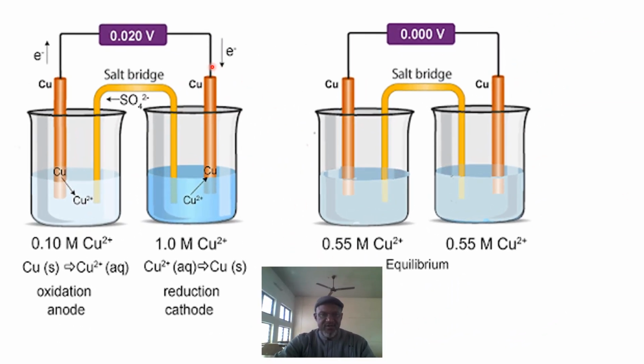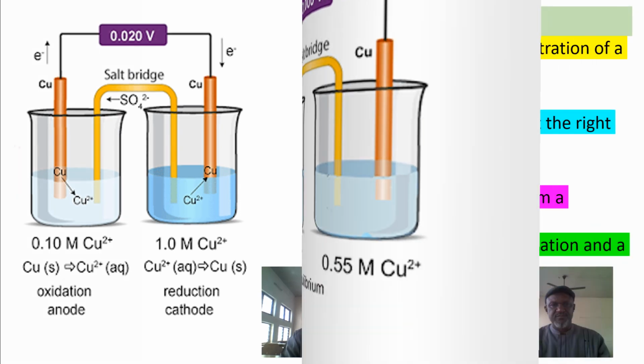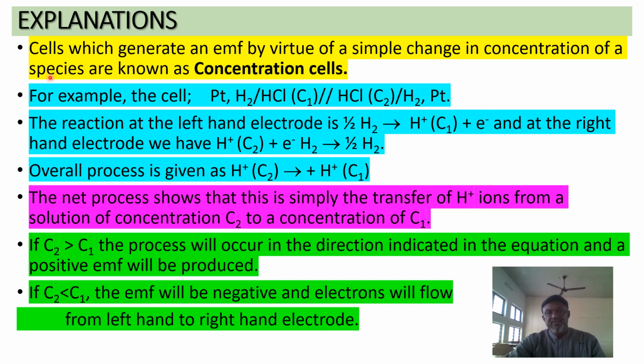Yet another example of a concentration cell, still have our salt bridge. This is a copper electrode. This is a copper electrode, 0.1 molar copper and 1.1 molar copper. This is our oxidation anode and this is the reduction cathode. The electron flows through here. So when it is at equilibrium, you have 0.00 volts. No electron is flowing from any side. So that's another example of a concentration cell. So these cells, by virtue of a simple change in concentration of the species, we call them concentration cells.